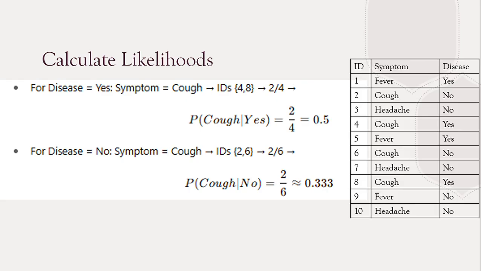Similarly, we will be finding in how many transactions disease no with symptom cough is present. So you can see cough and no in the second transaction and we can see cough with no in the sixth transaction. So out of 6 no's, we have already checked there are 6 no's. Out of 6 no's, there are only 2 transactions in which disease no along with the symptom cough is present. So that's why probability of cough given no is equal to 2 divided by 6, which is approximately 0.333. So we have calculated the likelihood.